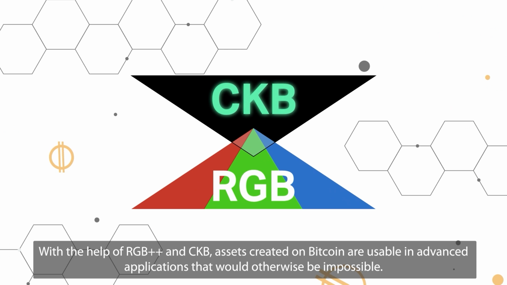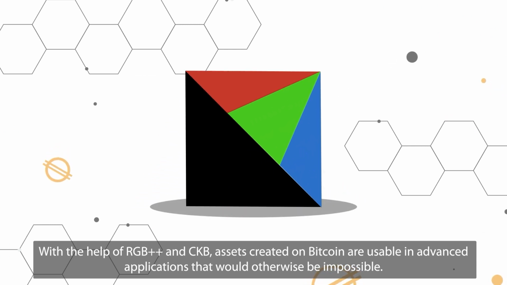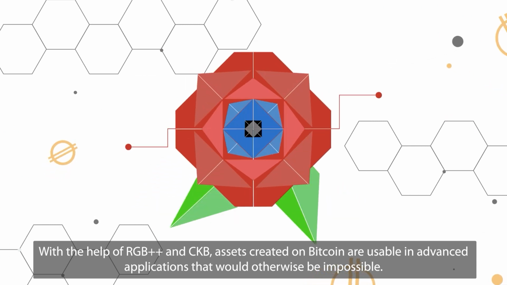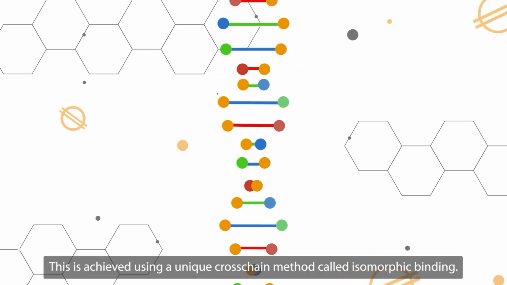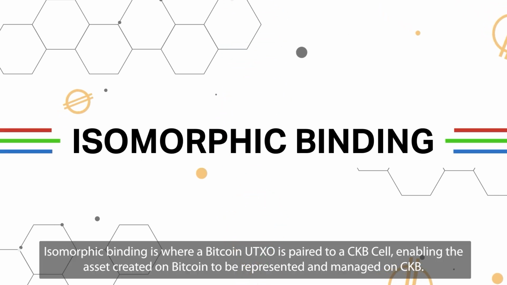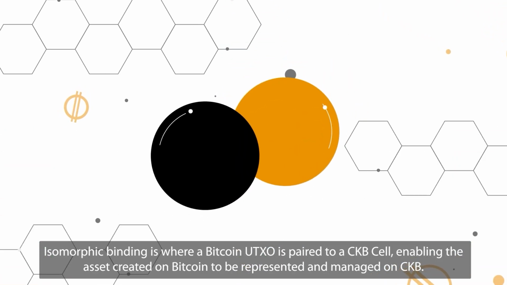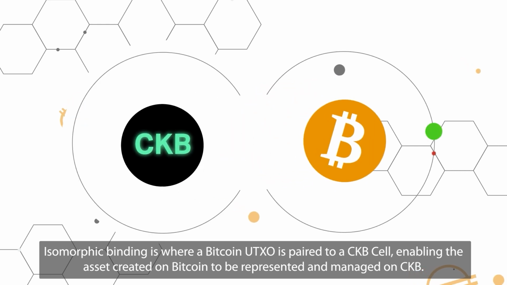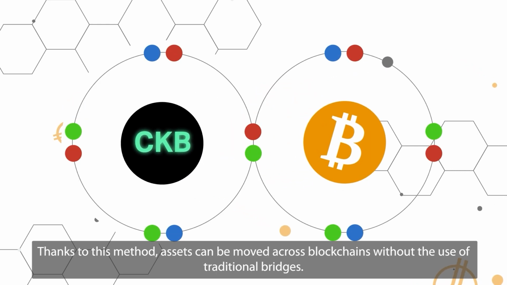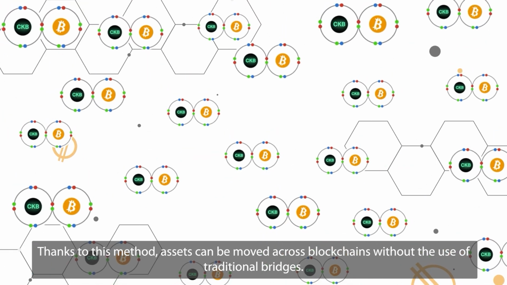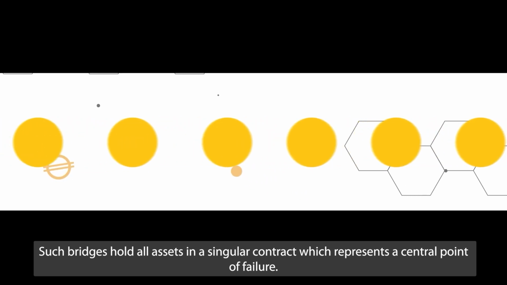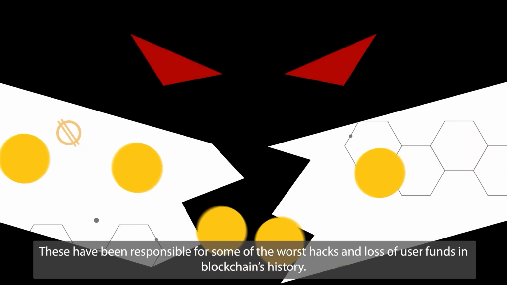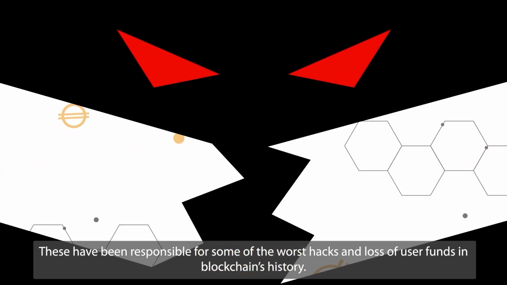With the help of RGB++ and CKB, assets created on Bitcoin are usable in advanced applications that would otherwise be impossible. This is achieved using a unique cross-chain method called isomorphic binding. Isomorphic binding is where a Bitcoin UTXO is paired to a CKB cell, enabling the asset created on Bitcoin to be represented and managed on CKB. Thanks to this method, assets can be moved across blockchains without the use of traditional bridges. Such bridges hold all assets in a singular contract, which represents a central point of failure. These have been responsible for some of the worst hacks and loss of user funds in blockchain's history.